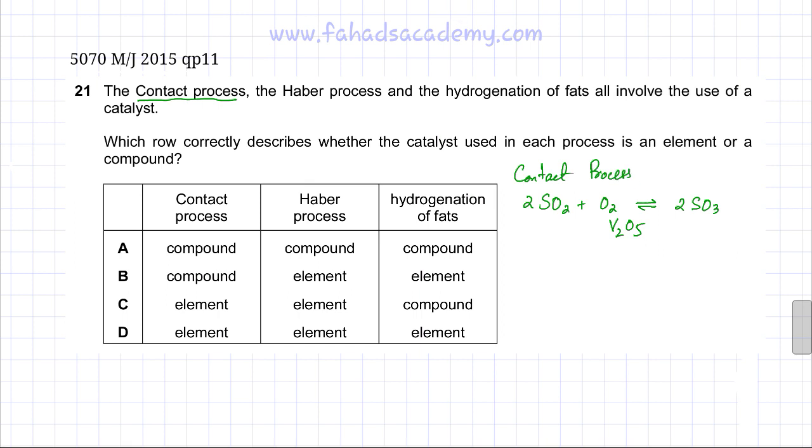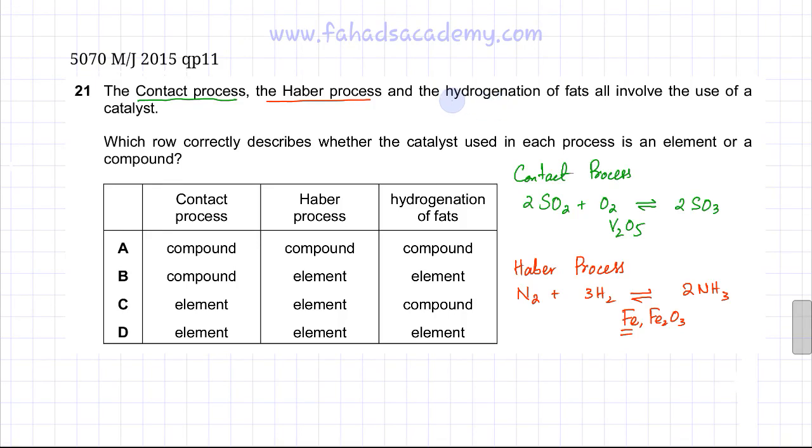On the other hand, the Haber process is used for the manufacture of ammonia, and it has this reaction. Nitrogen reacts with 3 molecules of hydrogen in a reversible reaction to produce 2 molecules of ammonia. And the catalyst used in this particular reaction is iron, and sometimes it's also Fe2O3, but mostly the catalyst that is frequently used is iron in this case.